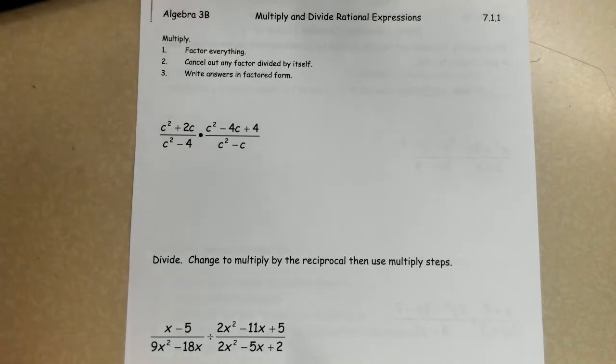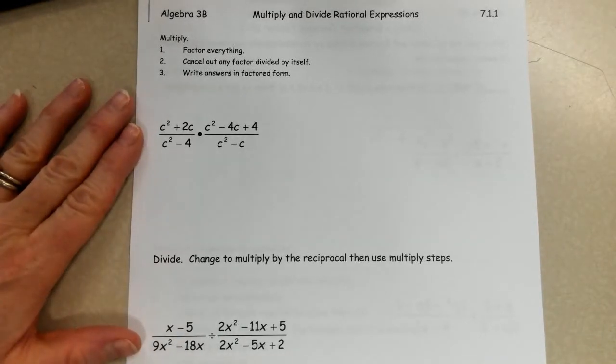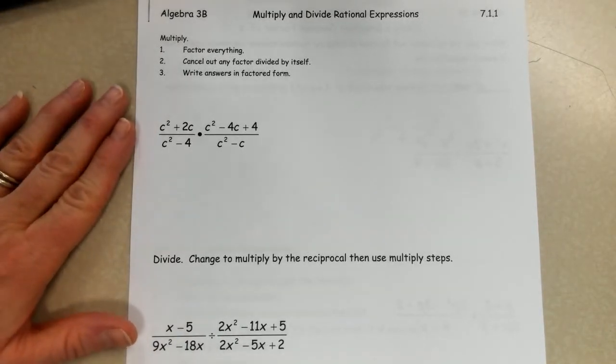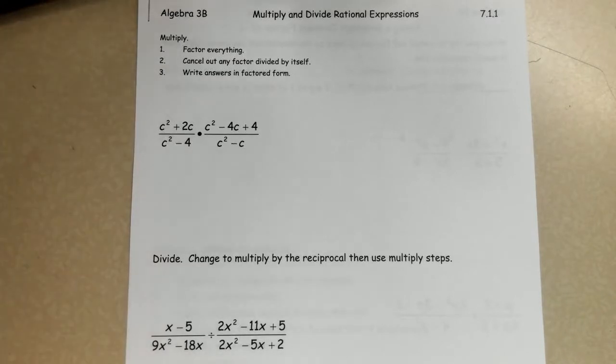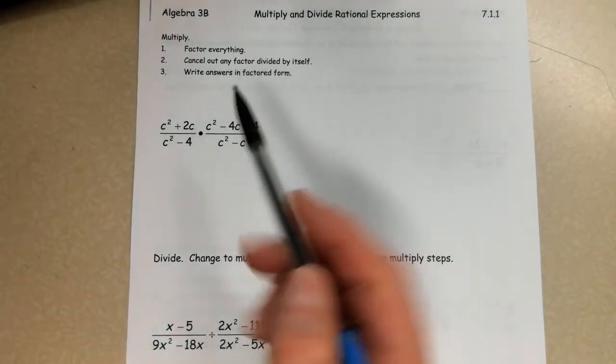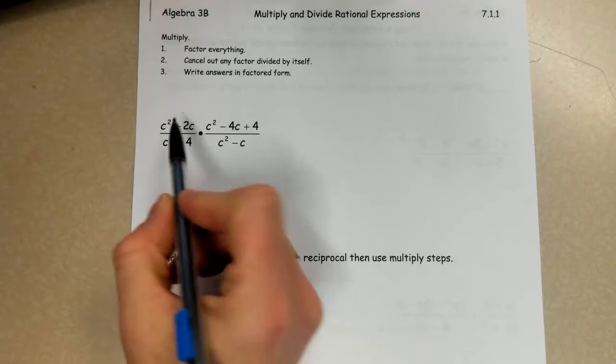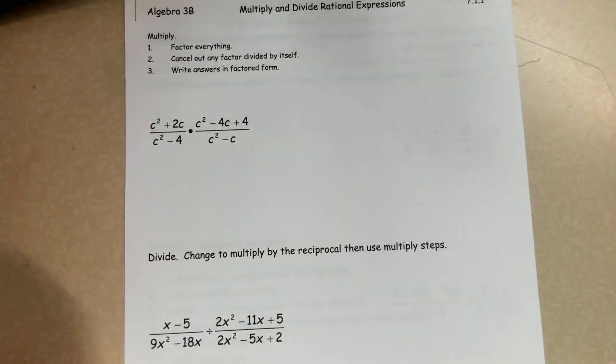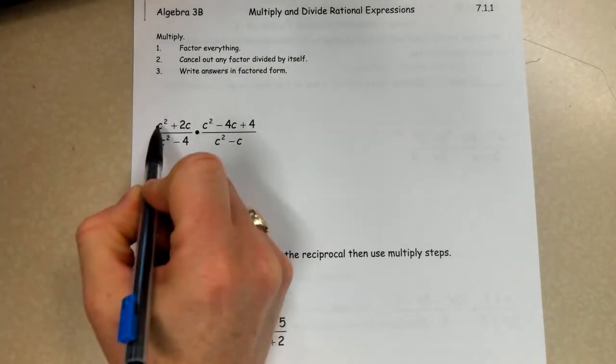All right, so reviewing multiplying and dividing rational expressions today. This is nothing new. We did this in Algebra 2, but here we are reviewing it again in Algebra 3. Step 1 is to factor everything. So all four pieces of my two fractions need to be factored.